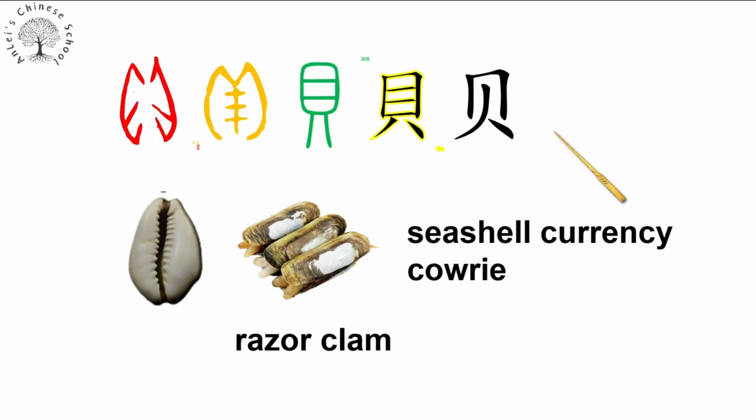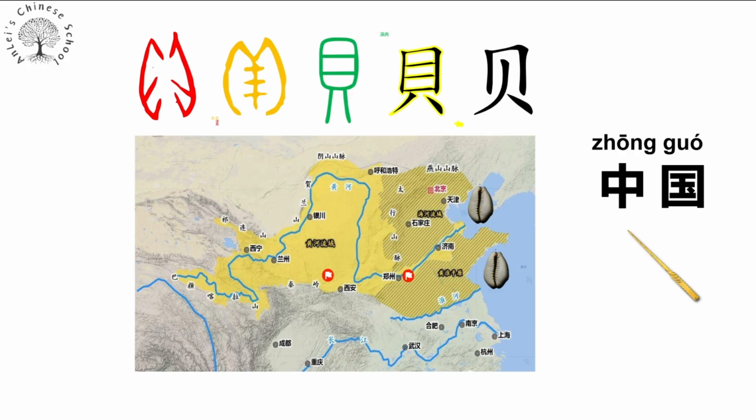This character is a seashell. The oracle bone inscription and the bronze inscription look like a seashell. Small script, I found out it looks like a razor clam, and that is the origin of the modern character. 中国, China. It means the Middle Kingdom, and this is the Yellow River, and this is the Yangtze River. Those are the mother rivers of China. The earliest civilization was along the two rivers. The earliest country was built along the Yellow River basin.